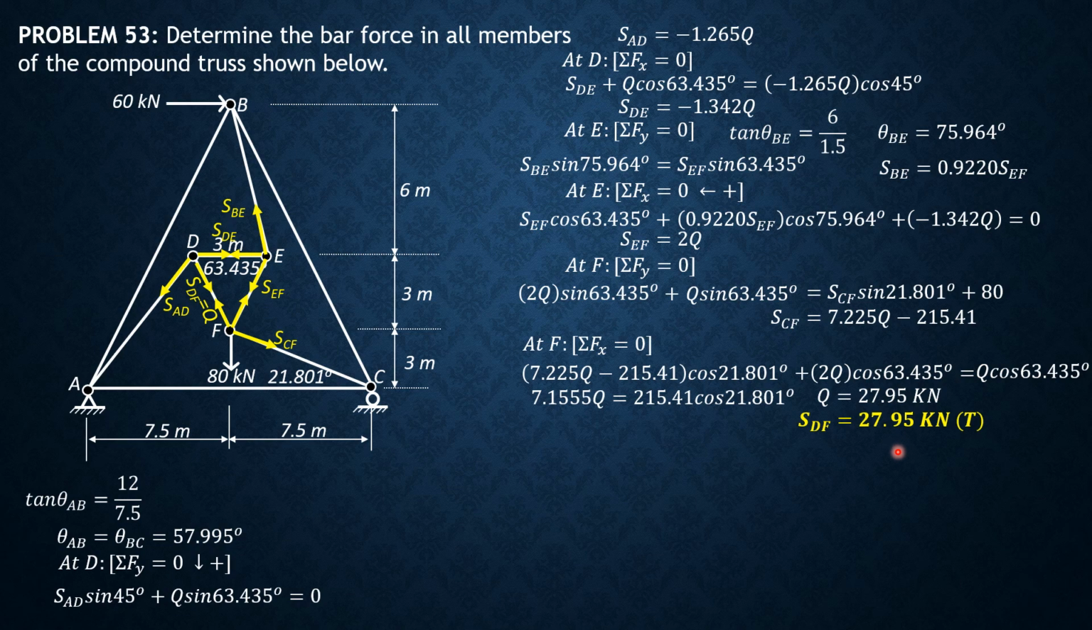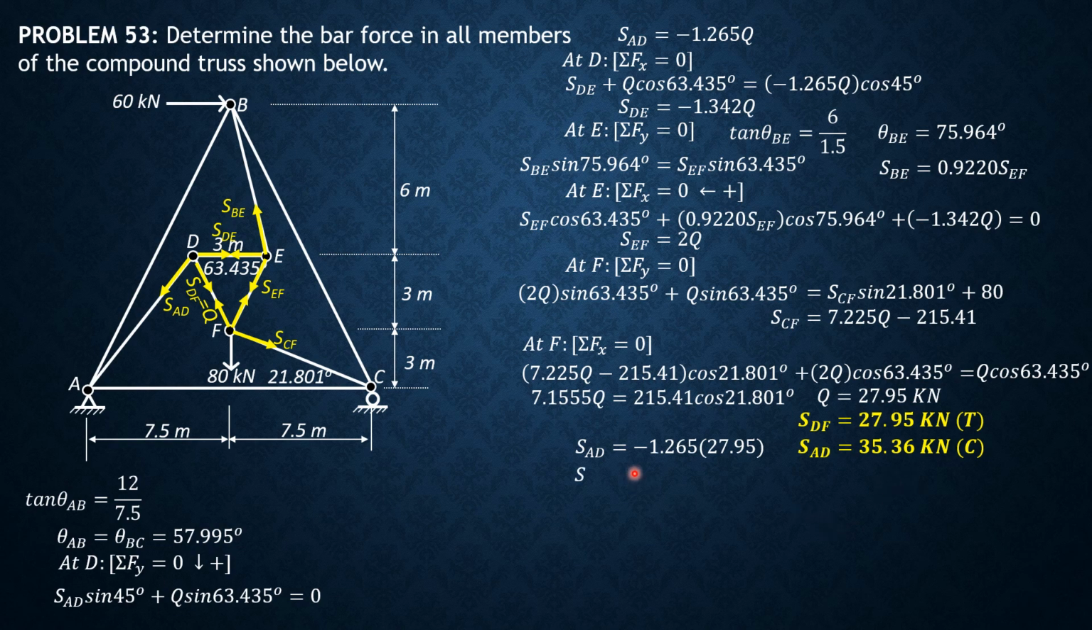SDF therefore is 27.95 kilonewtons tension. Then for the other members, SAD is equal to negative 1.265 of 27.95. So it is negative, so it is compression. SAD is 35.36 kilonewtons compression.